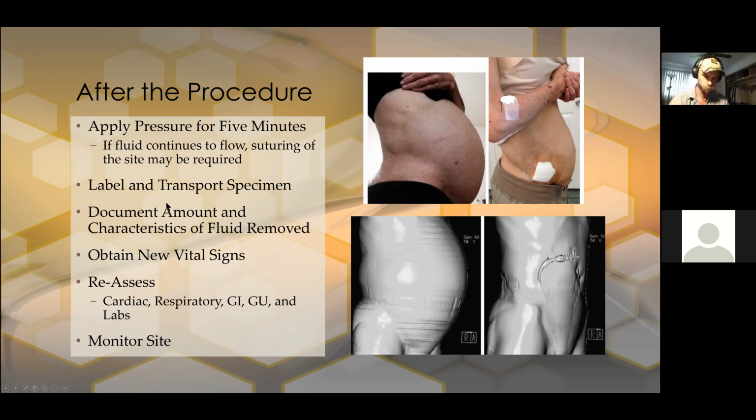If you're going to be testing the specimen, you're going to be labeling and transporting it, documenting the amount and characteristics of the fluid, and obtaining new vital signs, and you're going to be doing this pretty frequently. Think of it like post-surgical vital signs. It's 2 sets of 15, 2 sets of 30, 4 sets of every hour, and then you can go, I think, to every 4 hours.